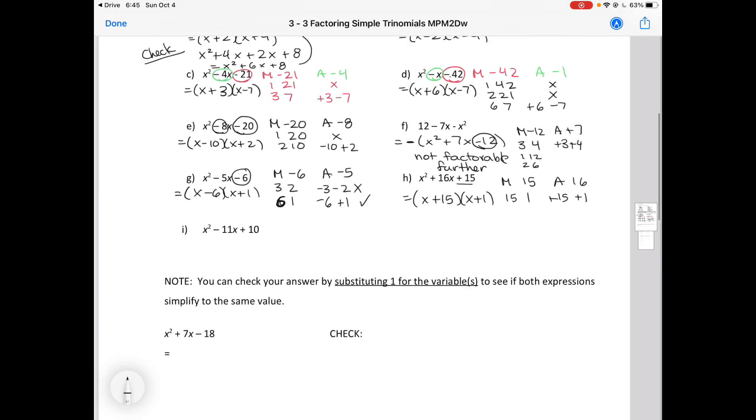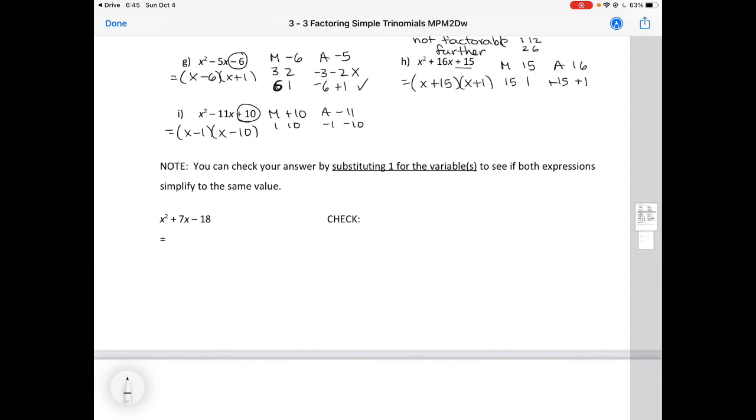Okay, last example here. Two numbers that multiply to 10 and then add to minus 11. So multiplying to 10, I would have 1 and 10. If those are both negative, they'll multiply to positive 10 and they'll add to negative 11. So now I found my factors, x minus 1 and x minus 10.